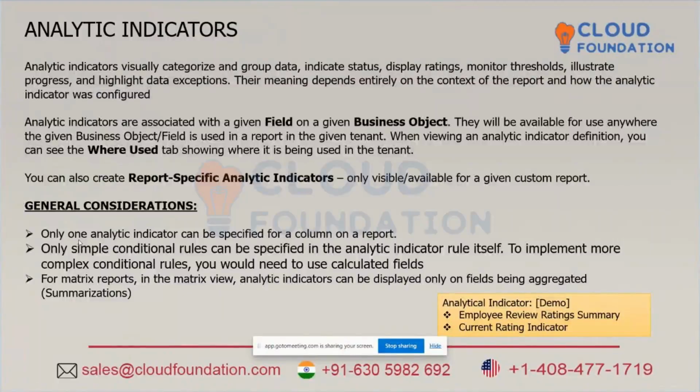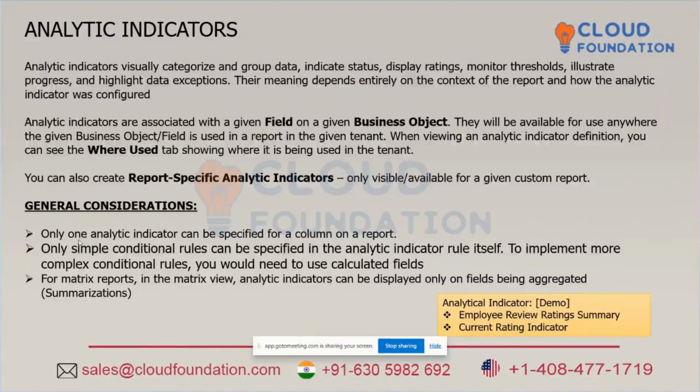So let's see, the next topic is analytical indicator. So analytical indicator is actually it can be visually categorized and group data. Like we can show the status that we have seen, that employee rating, right? It is showing in stars, or even we can add a tick mark, or we can indicate the status, display ratings, illustrate progress, and highlight data exceptions. So the meaning depends entirely on the context of the report and how you wanted to show the analytical indicator, how it has been configured as well.